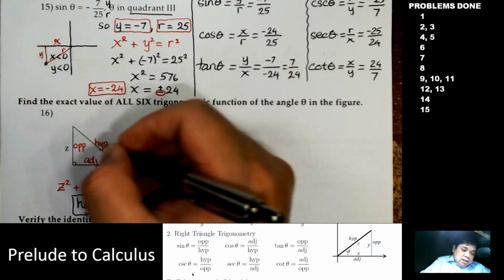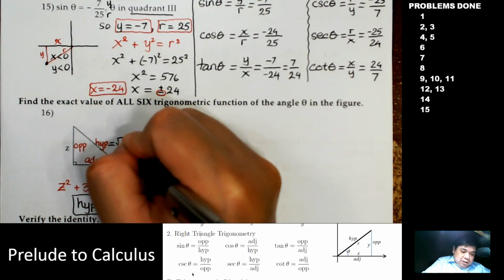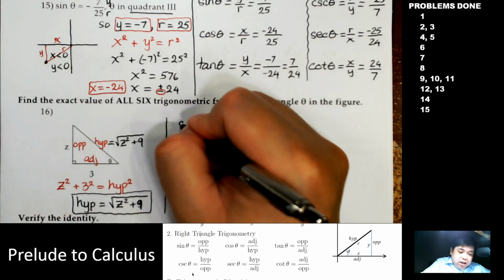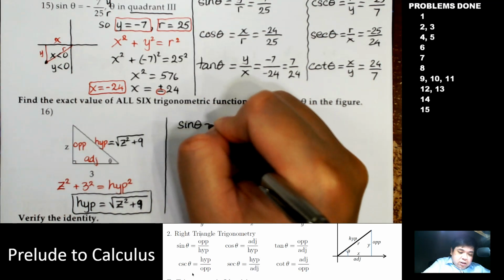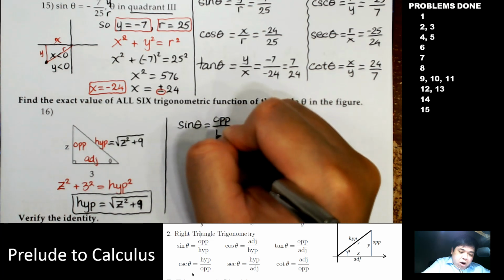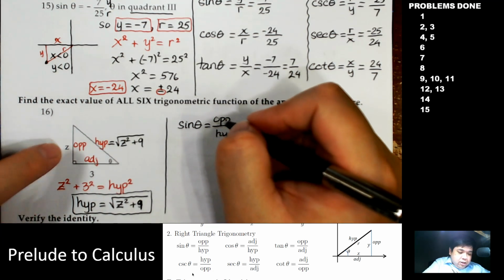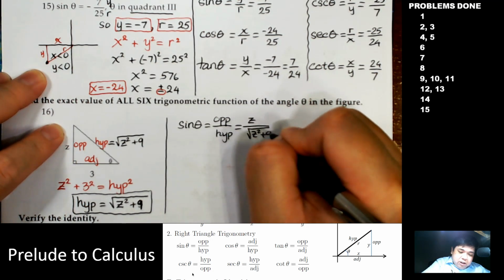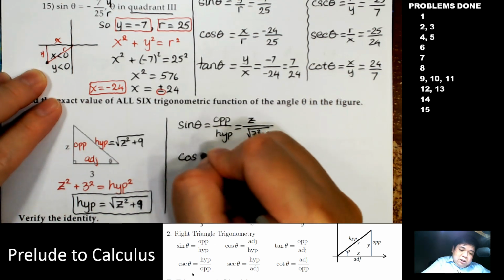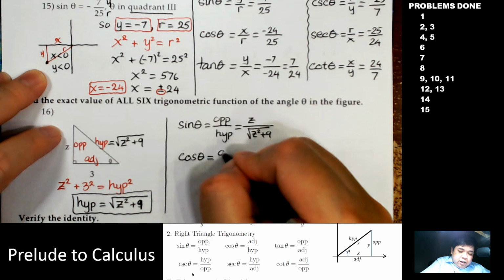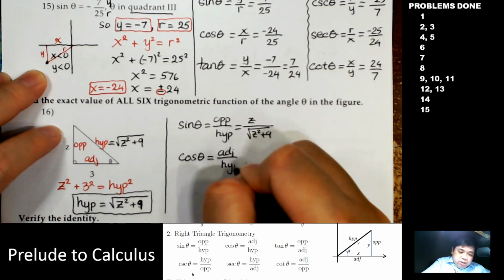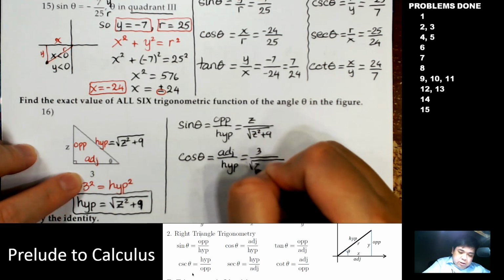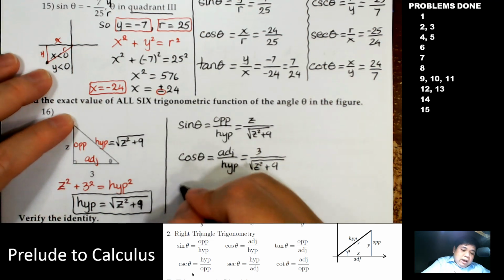Right, after that, it will be simple. Everything will be based on the definition. Sine is opposite over hypotenuse. Z over square root of z squared plus 9. Cosine is adjacent over hypotenuse. And tangent.